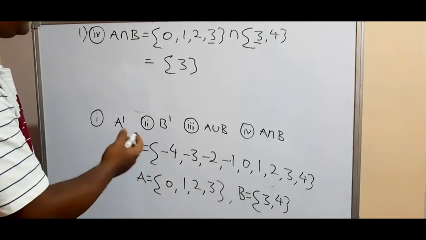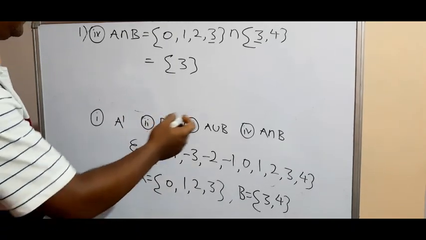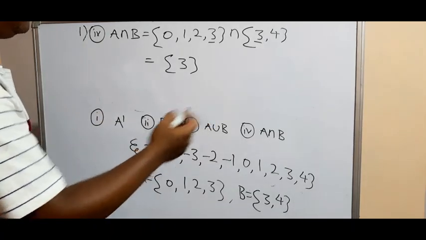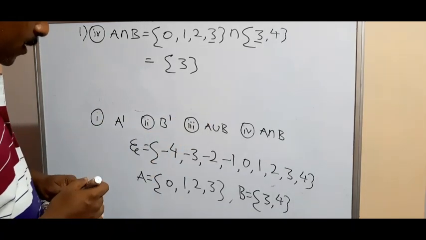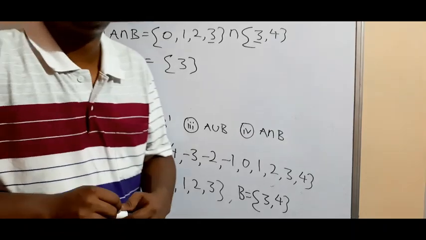So everything I have explained here. Complement of the set, how to find: difference you have to find. Then A union B, how to find. Then A intersection B, how to find. Understood? Everything I have explained.